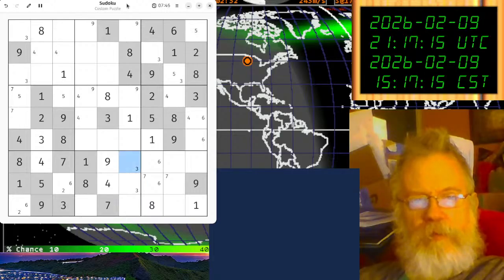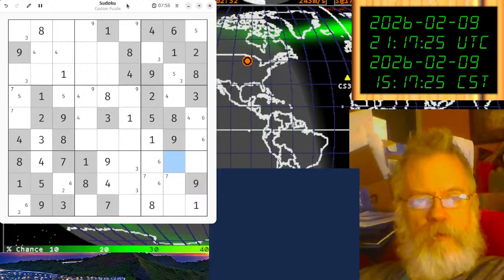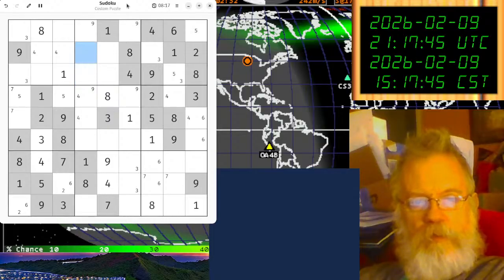For 5, we got 3 possibilities for 5 here. 3 possibilities here. At the top. 3 possibilities here. Wide open here. And 4 possibilities here. Top. 6. 4 possibilities. 4 possibilities. 3 possibilities. Wait a moment.